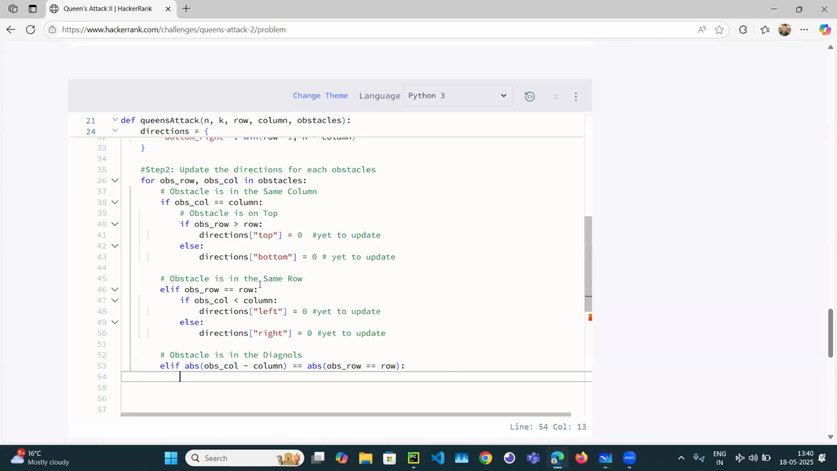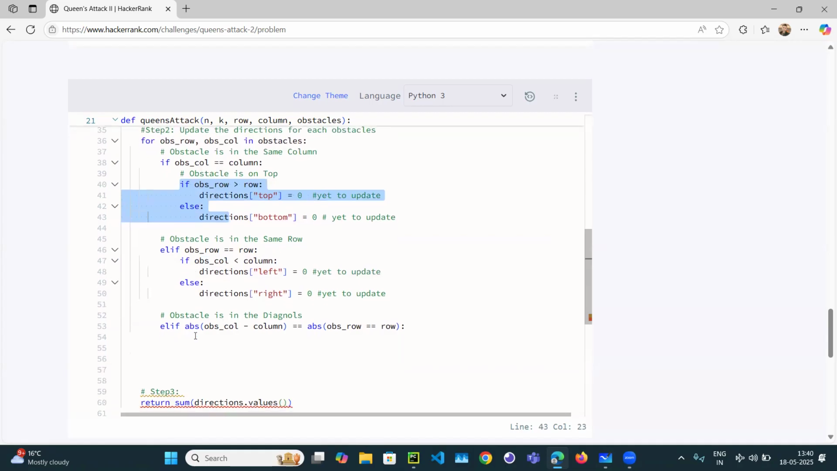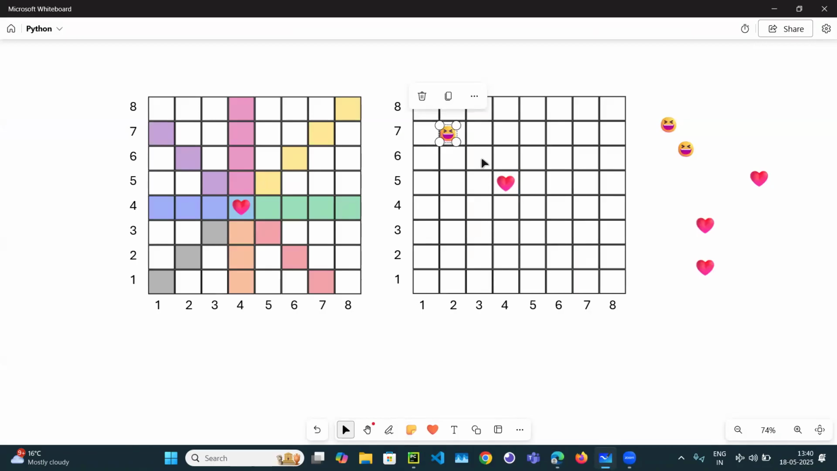But similarly, when you say same row, there could be two conditions. When you say same column, there could be two conditions. Similarly, when you say diagonal, there could be four diagonals. Okay, how you are going to calculate four diagonals? So let me first focus on the top left diagonal, right?